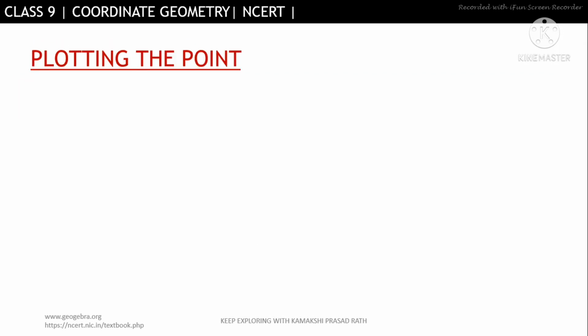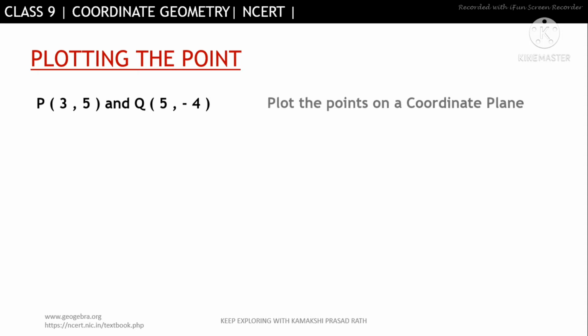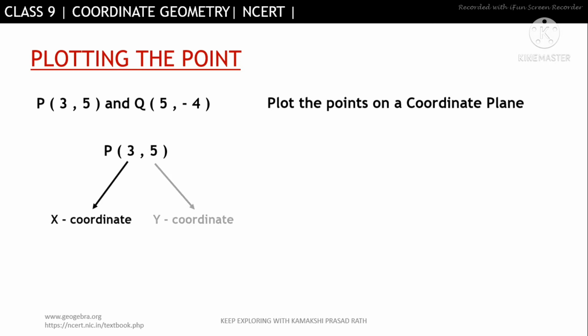Now let's see how to plot a point on the Cartesian plane. Let us take these two points, point P and point Q, and plot them on the coordinate plane, or the Cartesian plane, or the xy plane. Consider the point P (3, 5). We have already seen that 3 is called the x coordinate and 5 is called the y coordinate. So here we know what the x coordinate and y coordinate are.